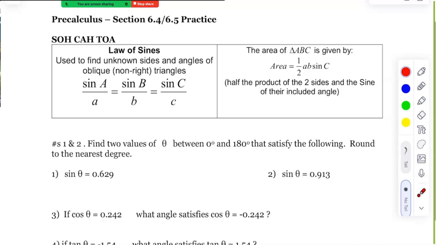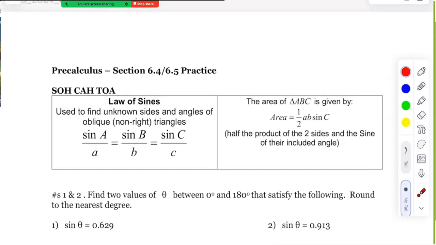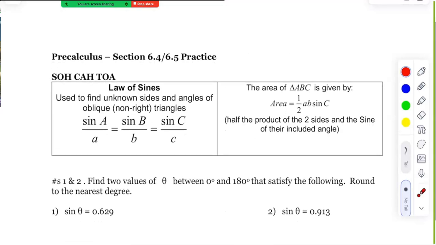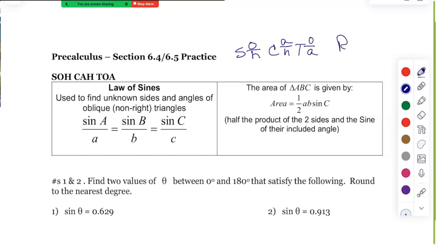Okay, so in this review, what we're going to do is go over the 6-4-6-5 practice. And I'm going to add one other thing up here. 6.4 is SOHCAHTOA. So SOHCAHTOA is written here, but I'm also going to write it like this so that you know that they're ratios, okay? So it's there as SOHCAHTOA, which is fine, but I like writing it like this as well. And know that you can only do this for right triangles, okay? You can't do it for the obliques.